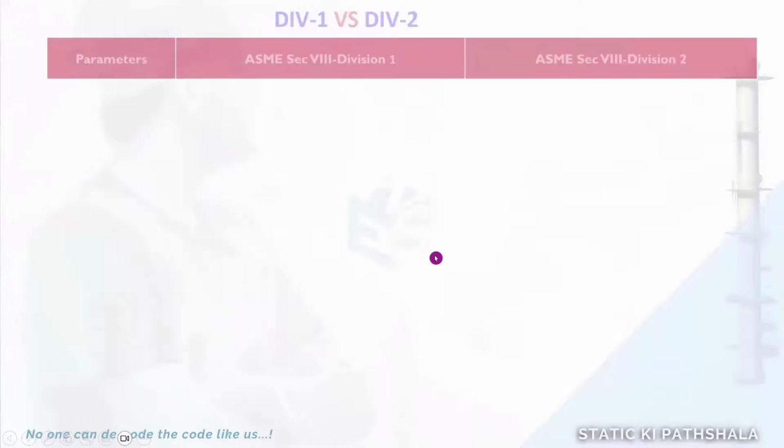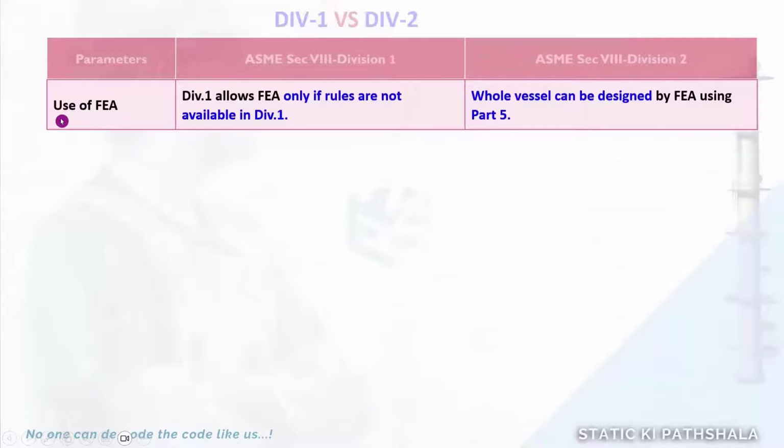procedure to calculate that. So far we have seen the basic differences in the normal equations and in Division 2 Part 4, which are much more detailed compared to Division 1. When it comes to the use of FEA, Division 1 does not allow you to directly go to FEA if the rules are given in Division 1. However, in Division 2, if it is a Class 2 vessel, you can directly go for FEA. The entire vessel can be designed with the help of FEA. So that is an advantage where you can optimize the design.